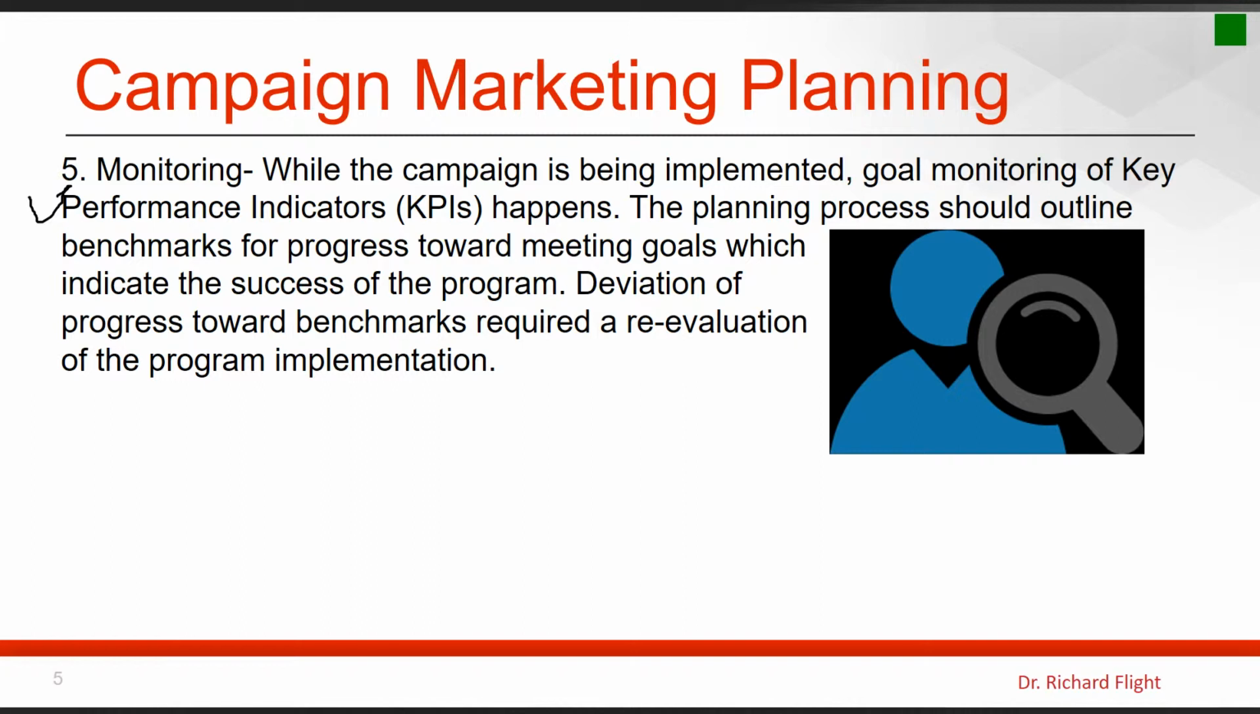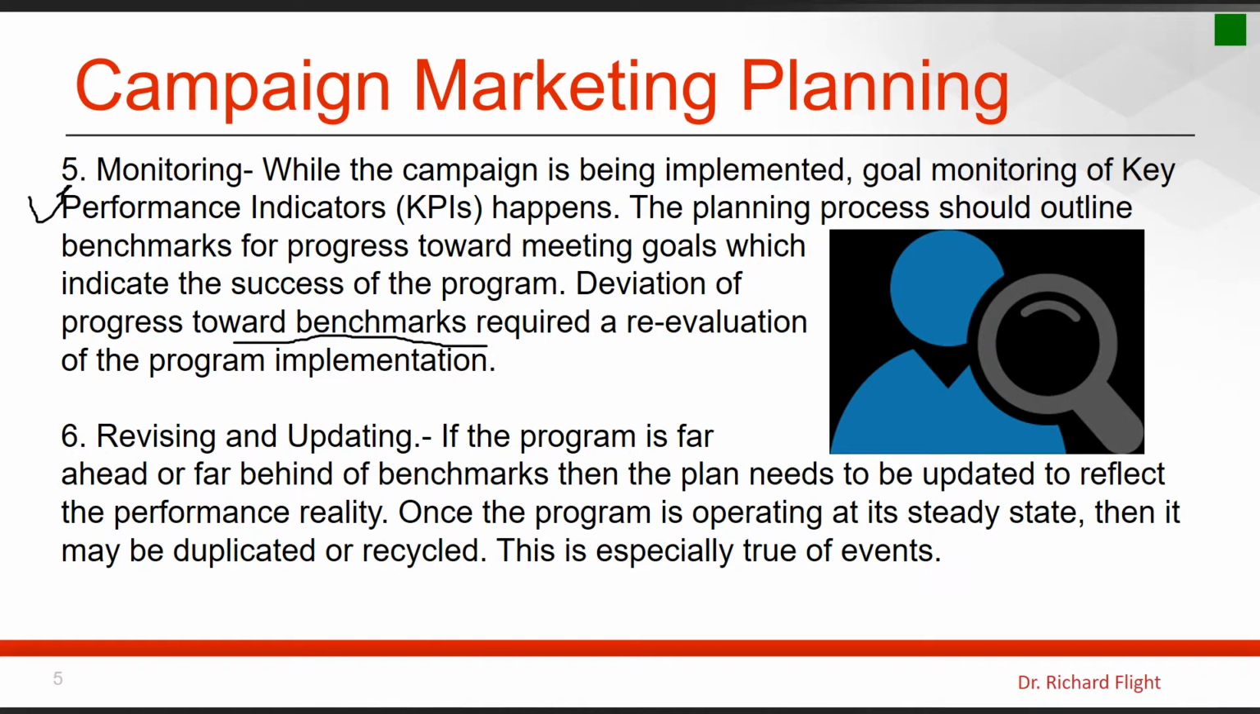Anytime we deviate or move away from our goals or progress towards goals, we may need to adjust our plan. So just like in pre-testing, we adjust to make sure our plan's going to work. In monitoring, if we see big deviations between our actual performance and our planned performance towards benchmarks, then we know we need to make some reevaluations and we need to adjust our program. Okay, so that's all built into the planning process. And then finally, we revise and we update.